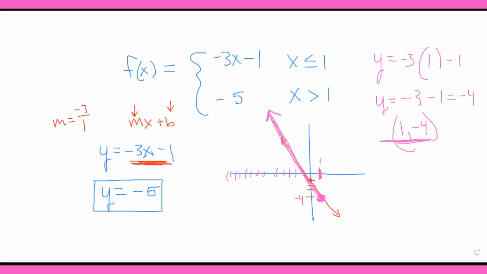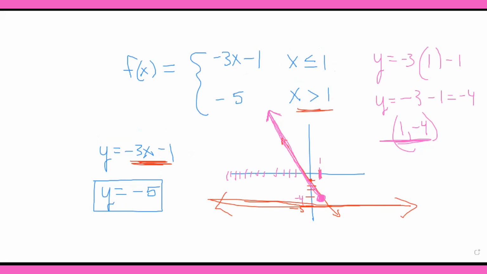Now let's think about the bottom. The bottom one is y equals negative 5. Well, that is just a horizontal line down here at negative 5. This would be y equals negative 5 always. But I don't want it always. I only want it when x is greater than 1. So for greater than 1, I want to think about going to the right, things that are bigger than 1.